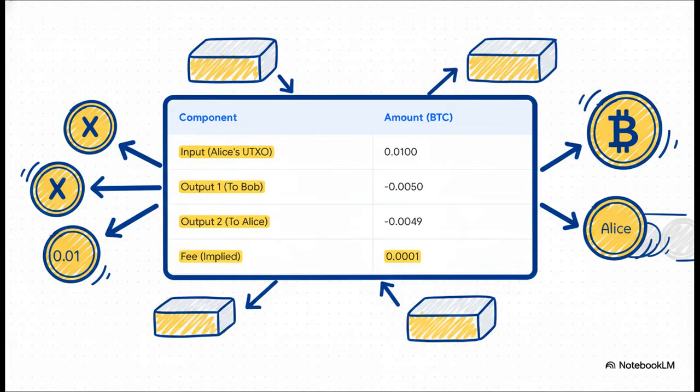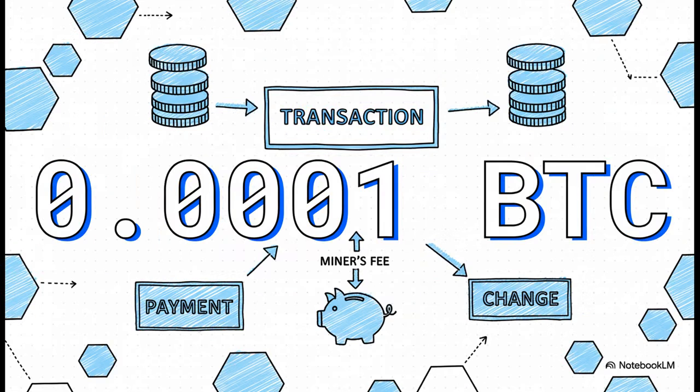Let's just look at the numbers here. So Alice's input UTXO was worth, say, 0.01 Bitcoin. The output to Bob was 0.005. Her wallet then creates a change output back to herself for just a tiny bit less than what's left over, maybe 0.0049. And that tiny amount that's left unaccounted for, that's the miner fee. And there it is, 0.0001 Bitcoin. That's the leftover amount. And any miner who picks up this transaction can claim that difference as their payment for doing the work of including it in the blockchain. It's simple, and it's super effective.